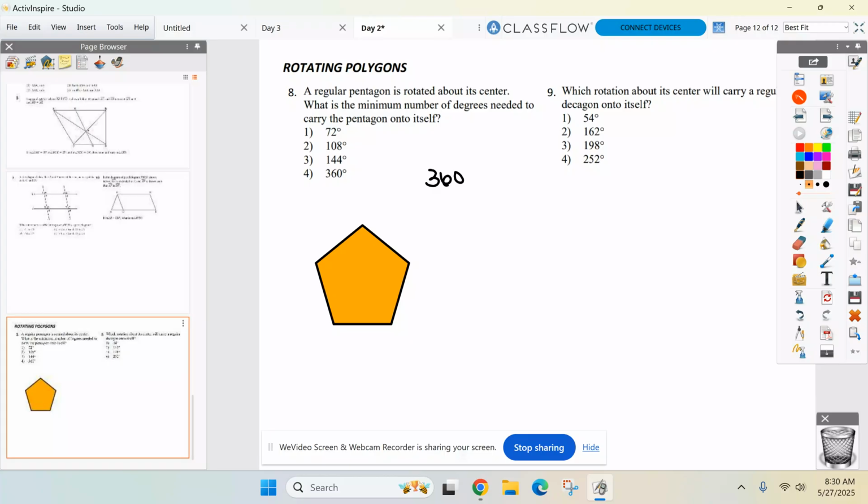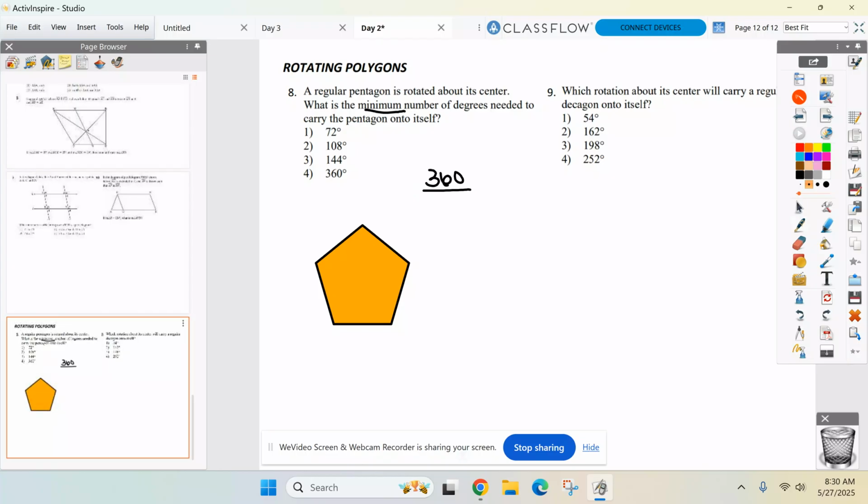Is it a choice here? Sure, it's choice 4, but I'm looking for the minimum number, and there's a smaller amount than 360. But I start at 360 because I know if I go all the way around, I'm going to get that same pentagon back. I take 360 and I divide it by the number of turns it's going to take me to go all the way around. And how do I figure out the number of turns?